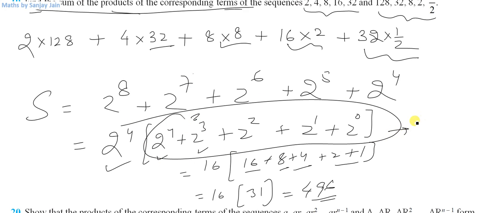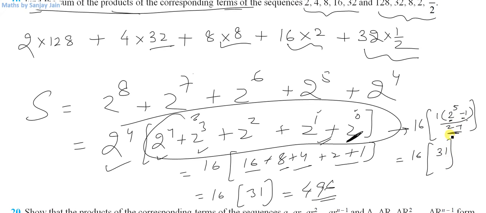How? You can take 16, I've already taken as common. First term, let us say a is, this is the first term, 1, right? And r is 2, so 2 raised to power, how many terms are these? These are 5 terms, right? 2 raised to power 5 minus 1 divided by 2 minus 1. These are not 4 terms, these are 5 terms. It starts with 0 here, 0, 1, 2, 3. So these are 5 terms. So it would have been 16 times 32 minus 1, 31. And in the denominator, if you see, this is 1. So 16 into 31 is your answer.